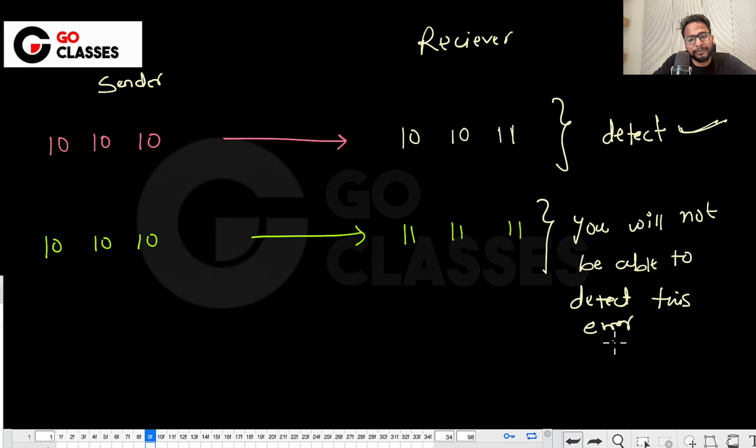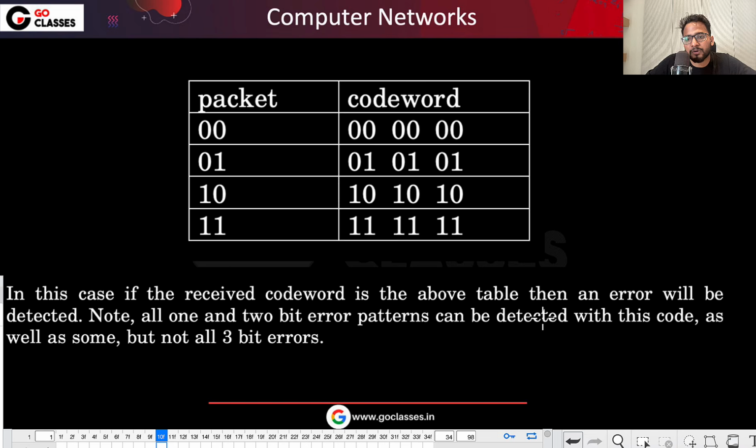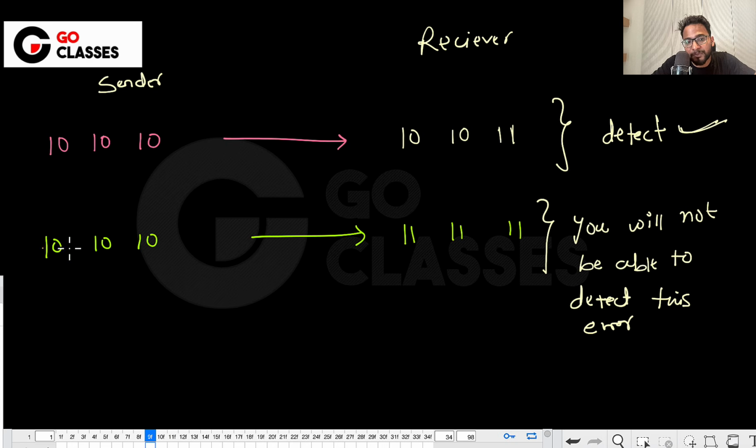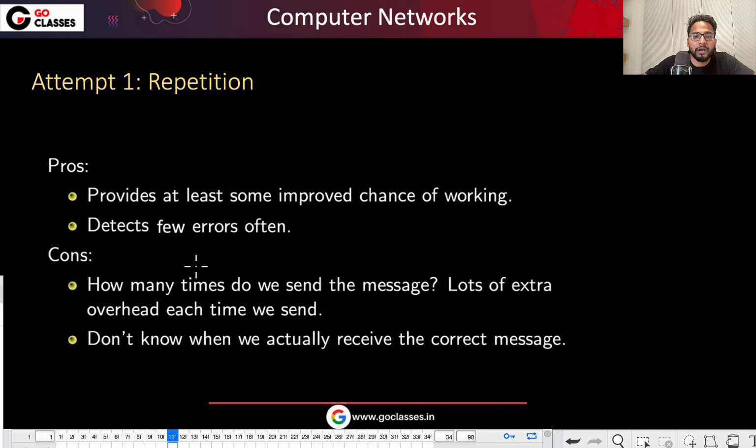So basically we can repeat the data, but obviously there is a problem with repeating the data. The pro is that this is very simple, right? And the con is how many times we need to send the message. It's not like we can only send it 3 times and then we are doing very good. If we are repeating 3 times, where is this number 3 coming from, how do we decide this magical number, whether we repeat 3 times or 2 times or 5 times? How many times do you need to send the message, and we don't know when the message actually received is the correct message.